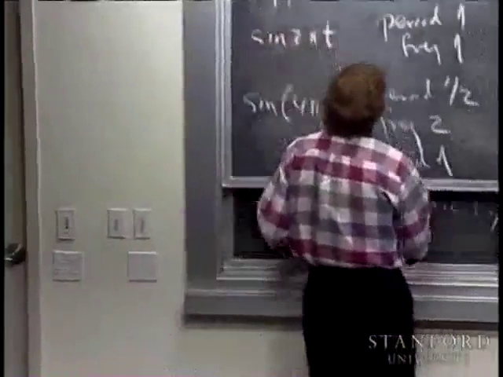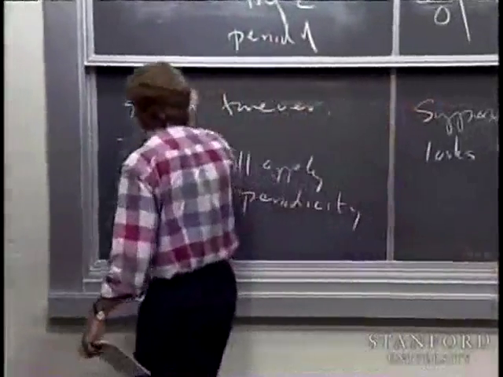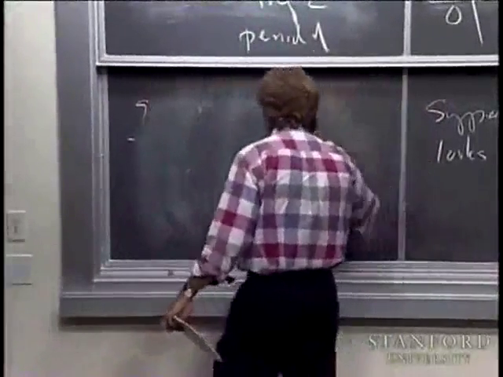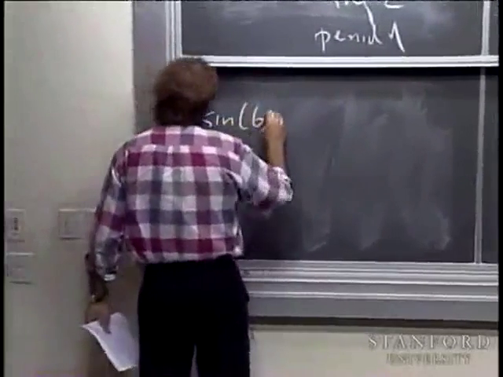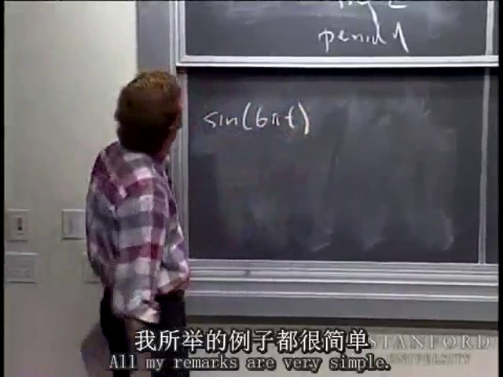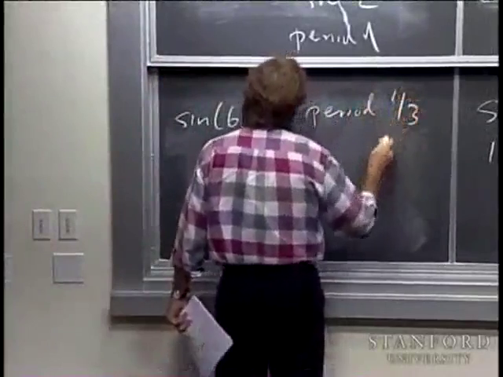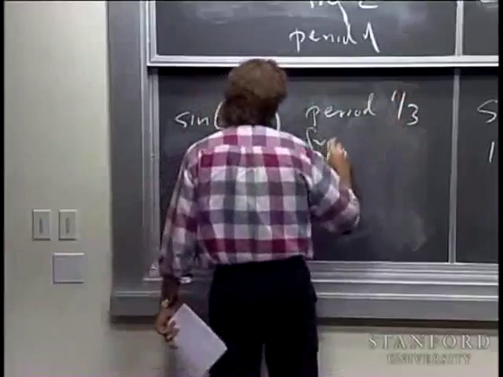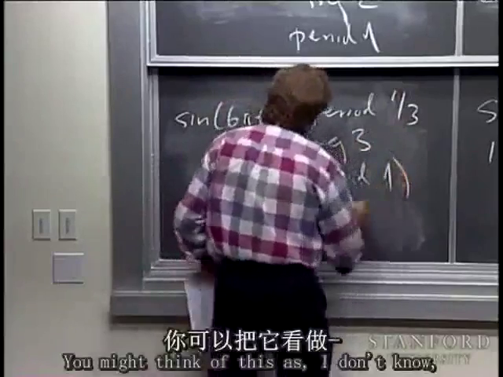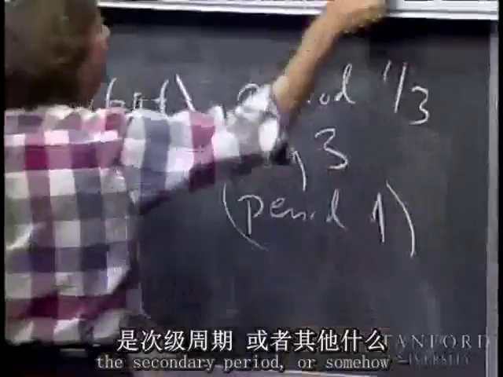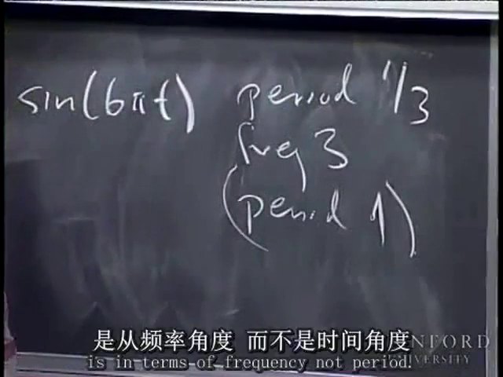And let me do one more. If, for instance, I look at sine of 6 pi t, very simple. All my remarks are very simple. This has period 1/3. This has frequency 3, but it also has period 1. You might think of this as, I don't know, the secondary period, or somehow, I don't know exactly the best way of saying it, because really, the best description is in terms of frequency, not period.